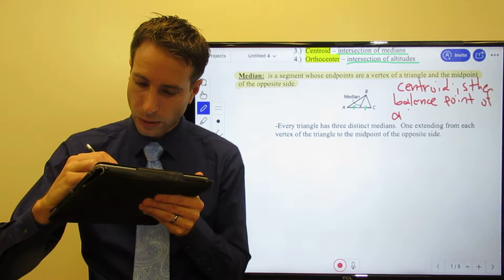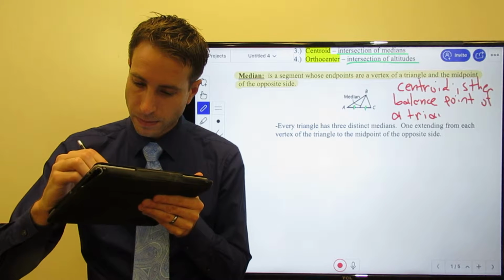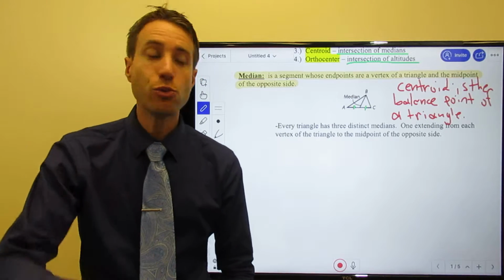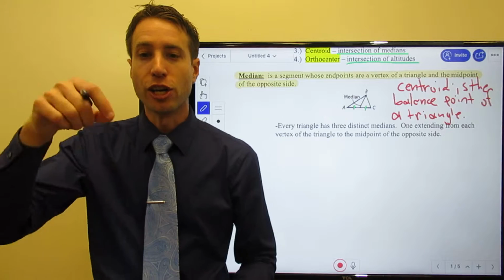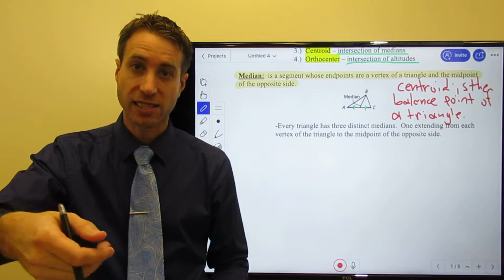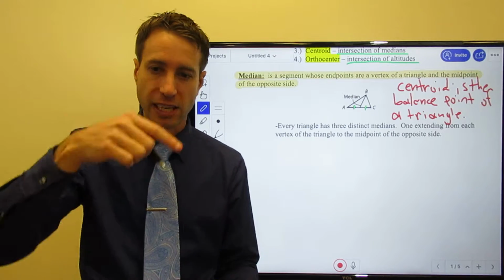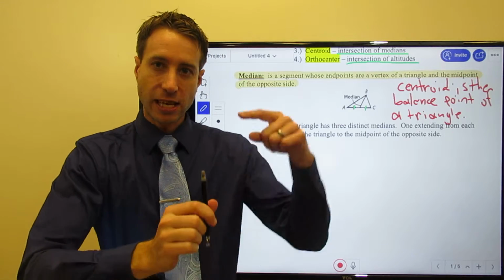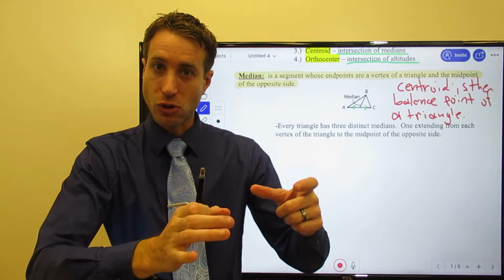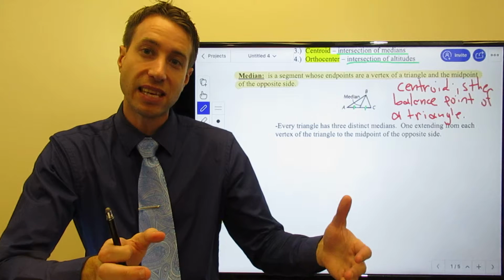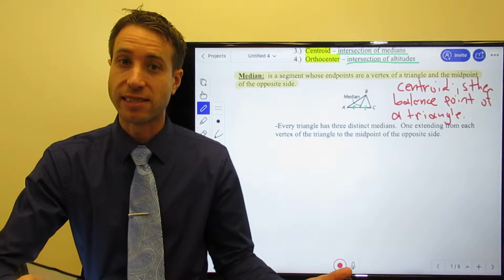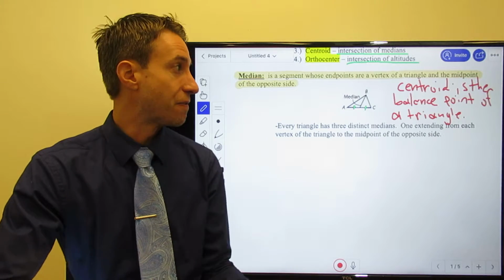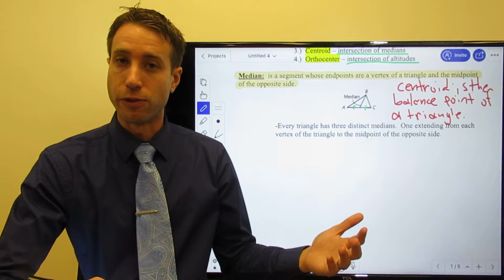Of a triangle. Once you know where the centroid of the triangle, the point of intersection of the medians, is, you know the center of mass of that triangle. Simply meaning you cut that triangle out, you put the centroid right on the tip of your pencil, and that triangle will balance on the tip of your pencil because you have found its center of mass, its center of gravity. You have found the centroid of the triangle.